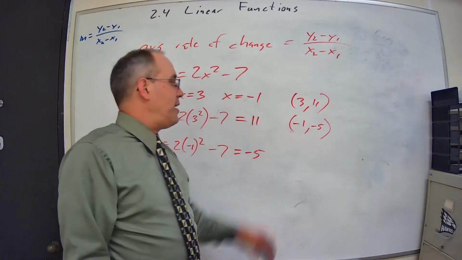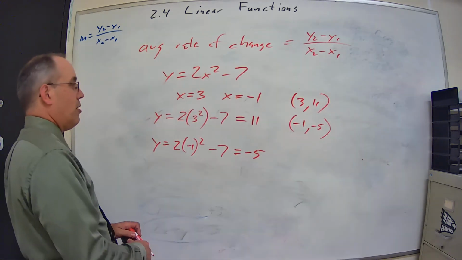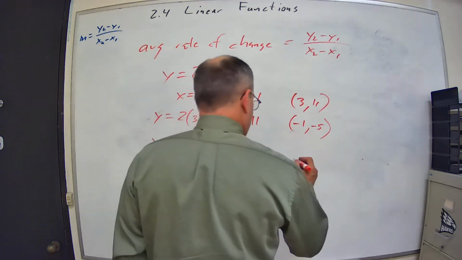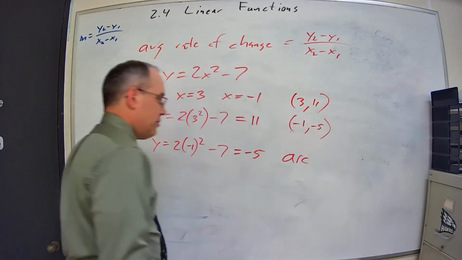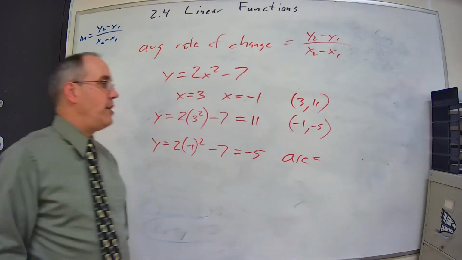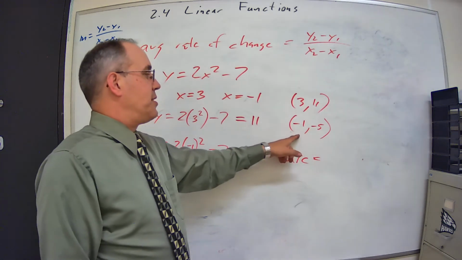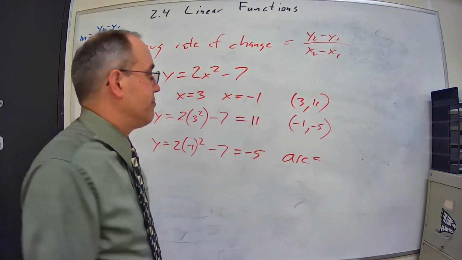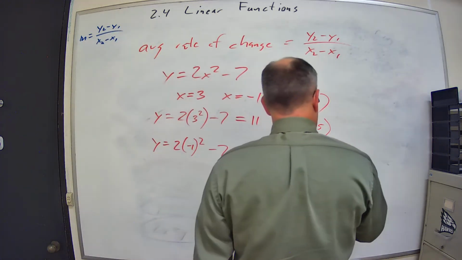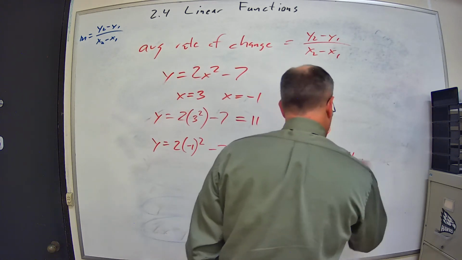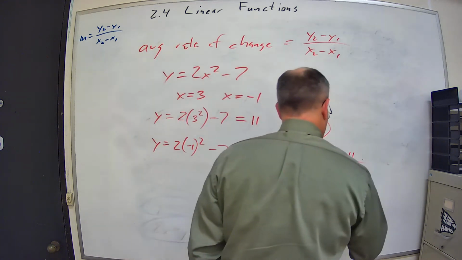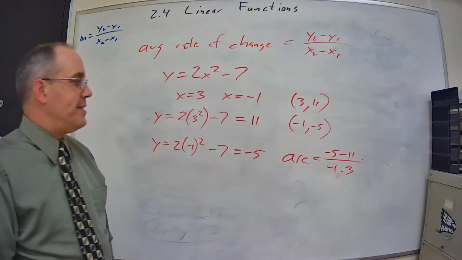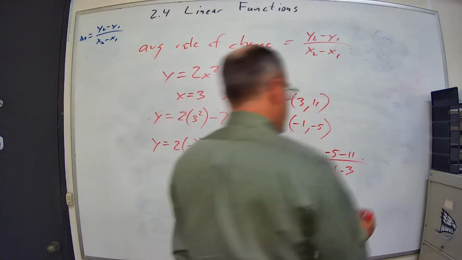So I want to plug that in now and see what I get for my average rate of change. And that's just like finding slope, and I'm just going to abbreviate it ARC, average rate of change. So I'm going to treat this as x2, y2, and x1, y1, just because this one's above that one. Just my choice. So change in y, negative 5 minus 11. Change in x, negative 1 minus 3. Negative 5 minus 11 is negative 16.